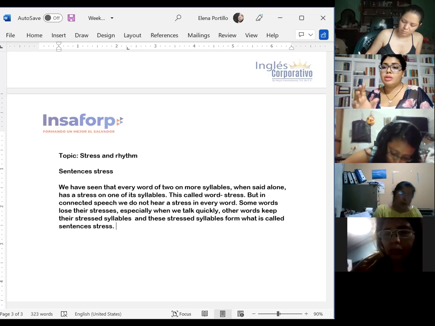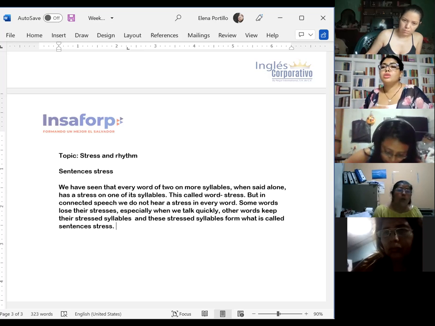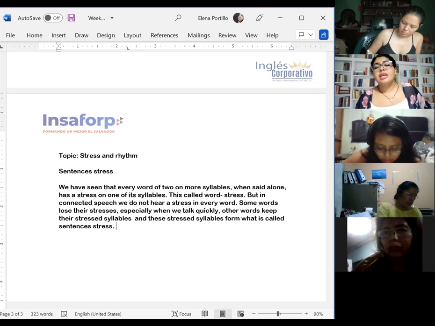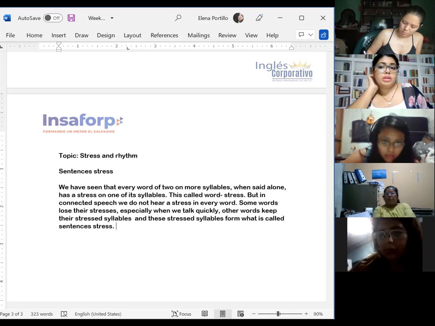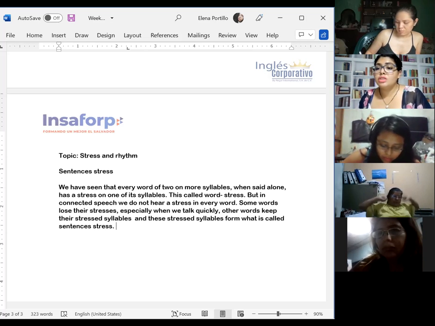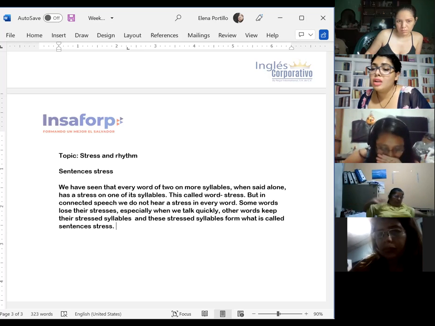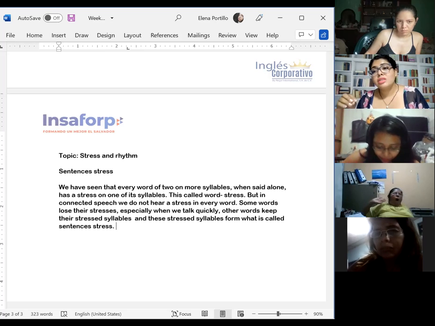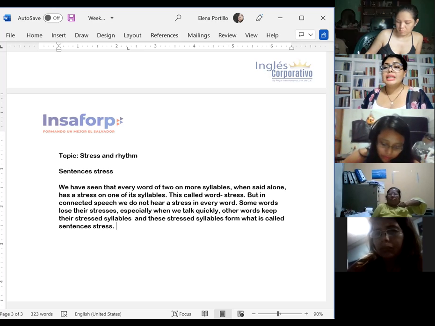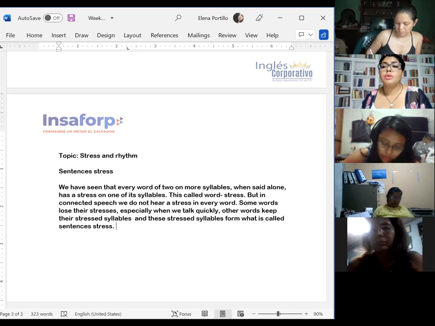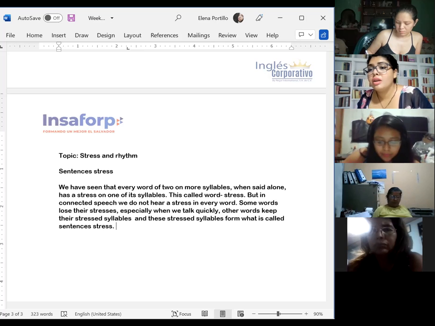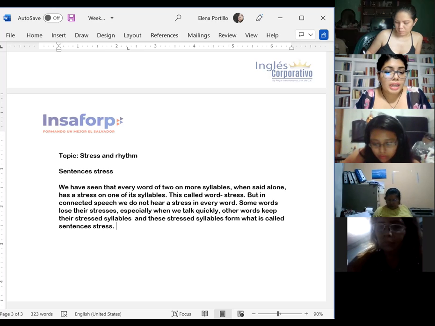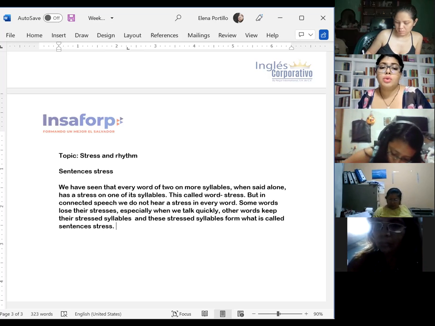But when we are using connected speech, that is, when we are using all those words in one sentence or in a conversation, we do not hear the stress in every word. If we paid attention just to the stress of the words, we would talk very slowly because we would pay a lot of attention to those sounds. When we are talking, we are just making the words fluent in our mouth. So we cannot hear all the stresses of the words because we are using all of them in a sentence. Then some words lose their stresses, especially when we talk quickly.